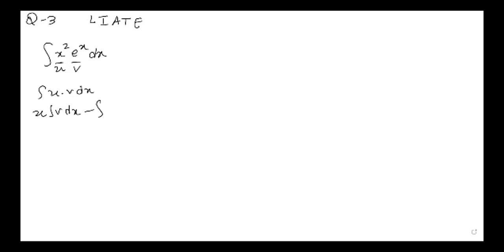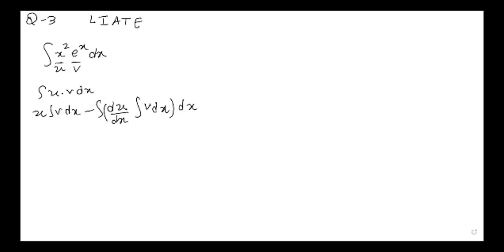Let's try to understand the third question. Integration of x square e raised to x dx. Again, you can see that this is your algebraic term and this is your exponential term. So priority will be of algebraic and after that exponential. So integration of u v dx is u integration v dx minus integration of the derivative of u with respect to x times integration v dx, whole dx.